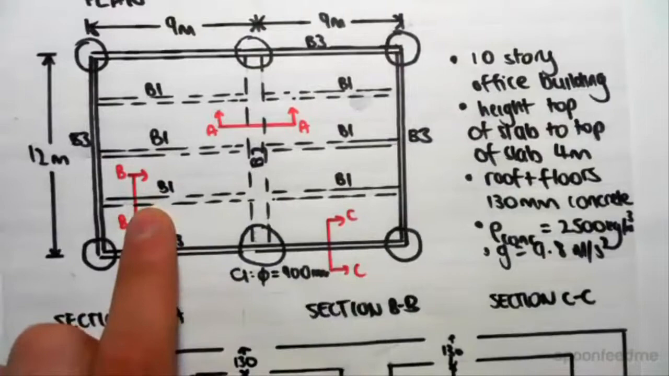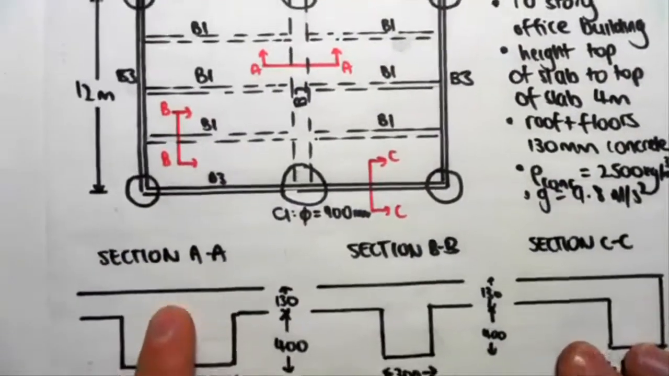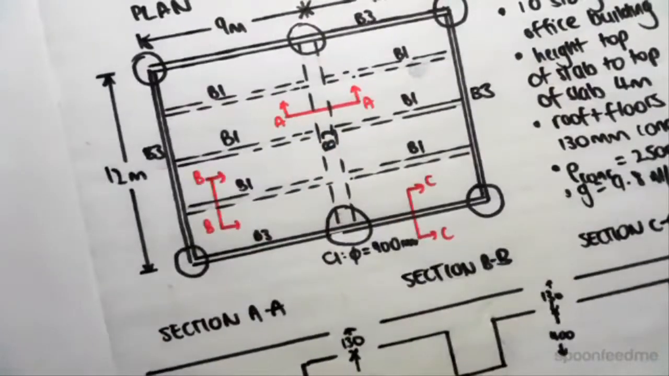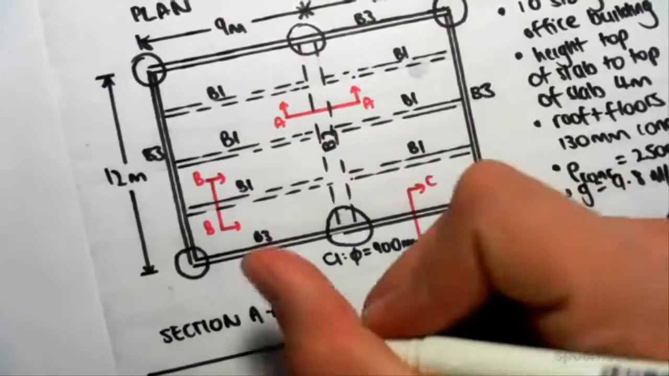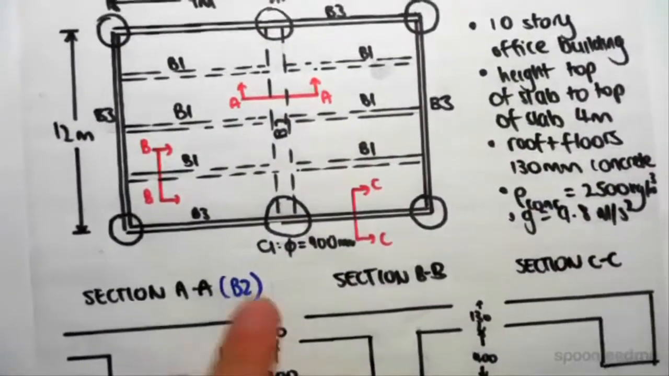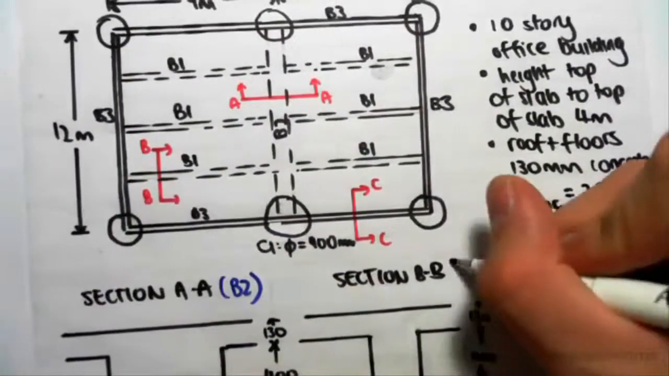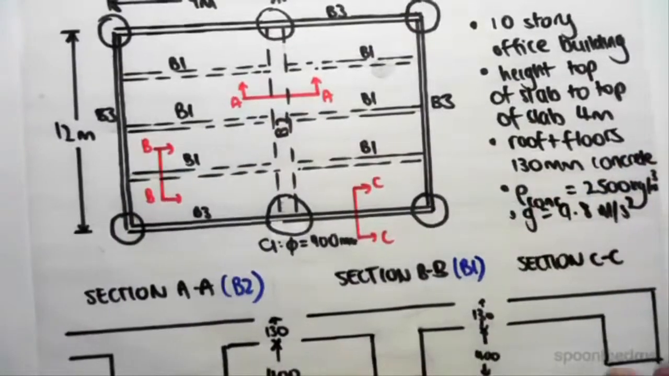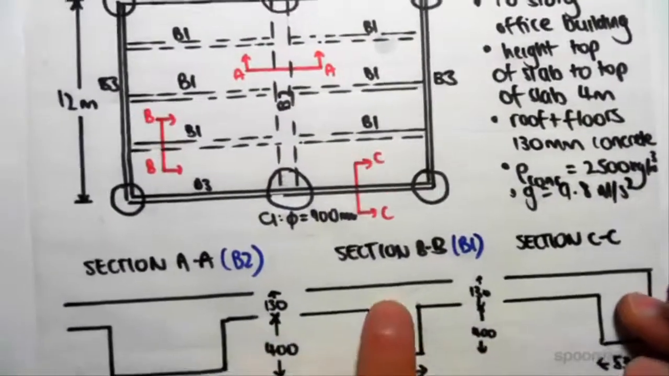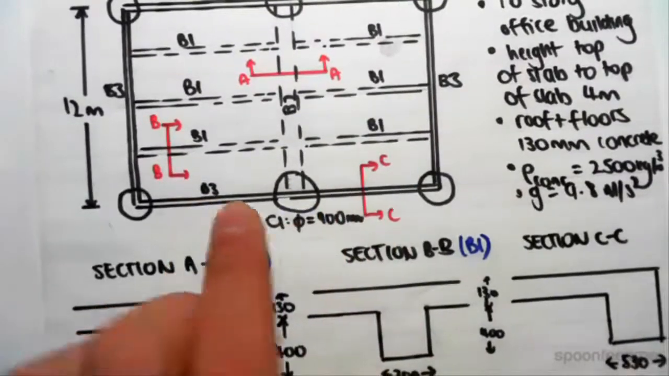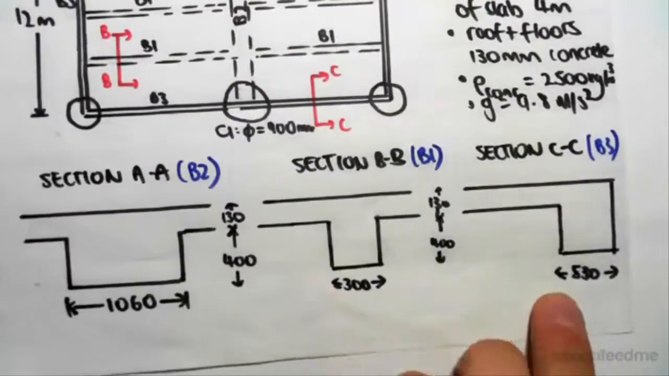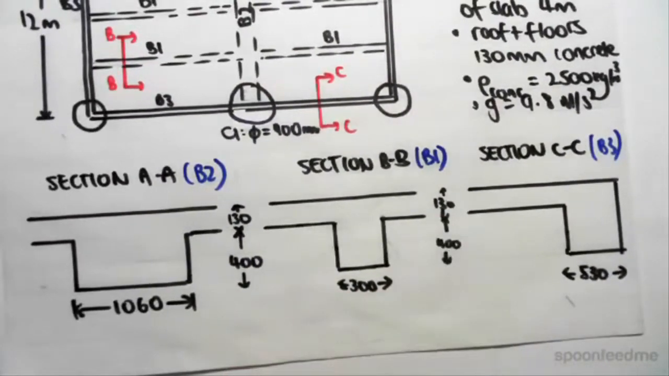Section AA would be through the girder, the interior girder B2. So if I write that in blue, that in other words is beam 2. Section BB is through beam 1. So that would be the joist. So that's 300 by 400 millimeters. And section CC through B3. So this is for B3. We're given as 530, and this is also 400 by 130.